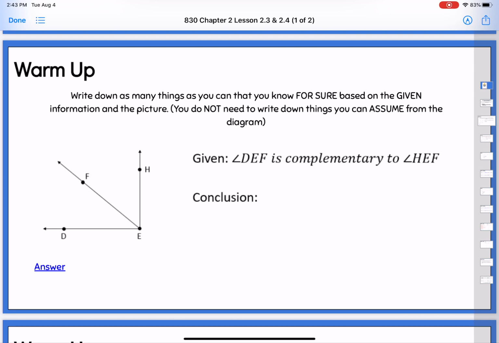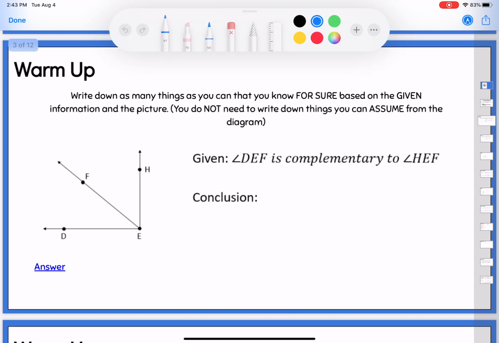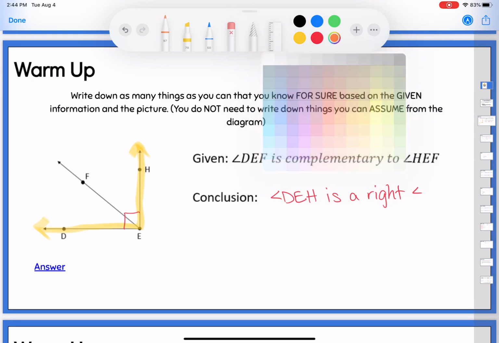Okay, so I think there's more than one thing going on here. Angle DEF complementary to angle HEF means that this big angle right here must be a right angle. So hopefully in your list you have that angle DEH or HED, either way, is a right angle. Now, if I know that that's a right angle, then I also know that I have 90-degree angles. So you could also have in that list angle DEH equals 90 degrees.